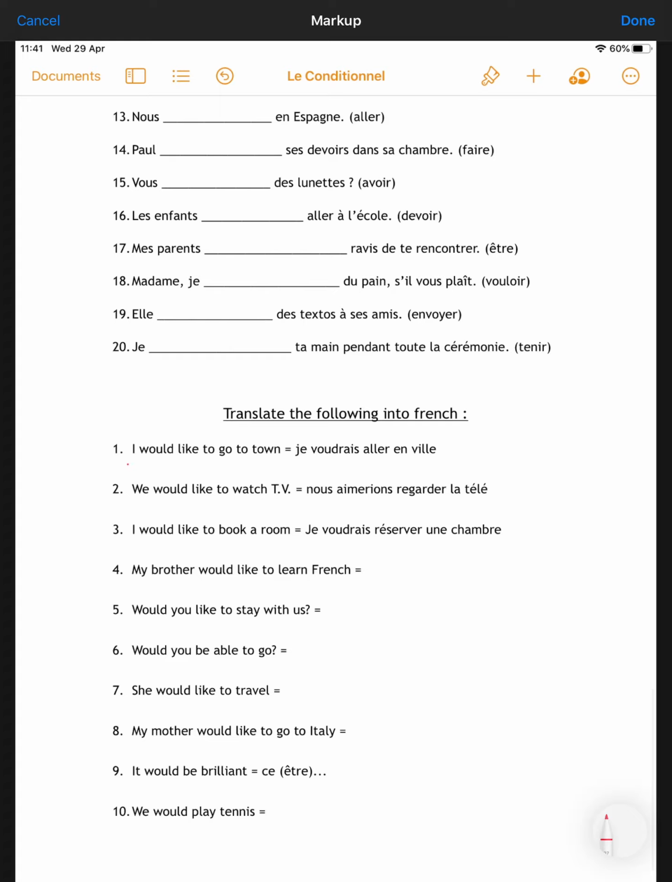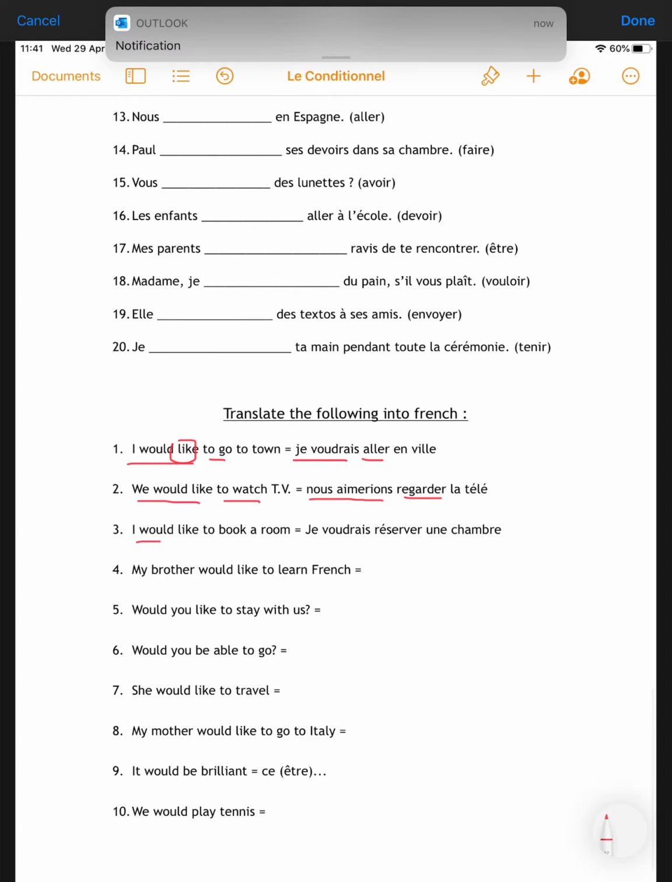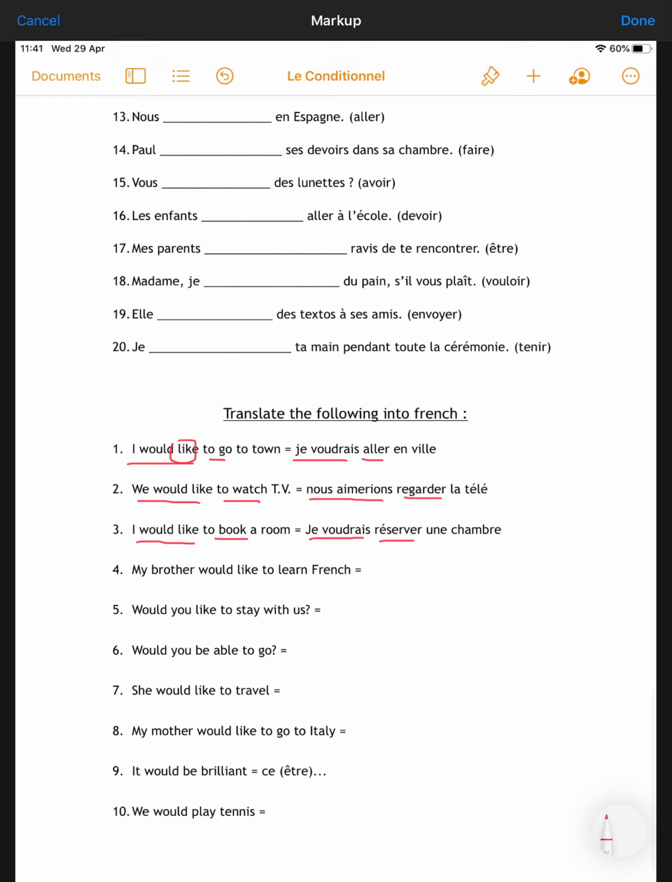So when you're looking at them, I would like, translate that first, because the would is conditional. So the verb is like here, you put that into the conditional tense, which is je voudrais, and then the second verb to go is left in full. Okay, on will, we would like. So you do that first, nous aimerions. The second verb then is to watch, and you leave that in full. I would like, again, conjugate that first, je voudrais. Then you have a second verb, which is réserver, une chambre, and so on. And you'll work your way down.